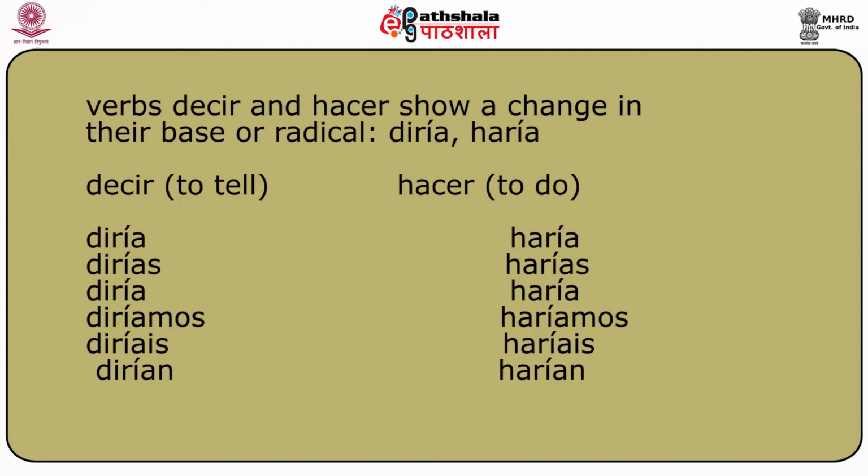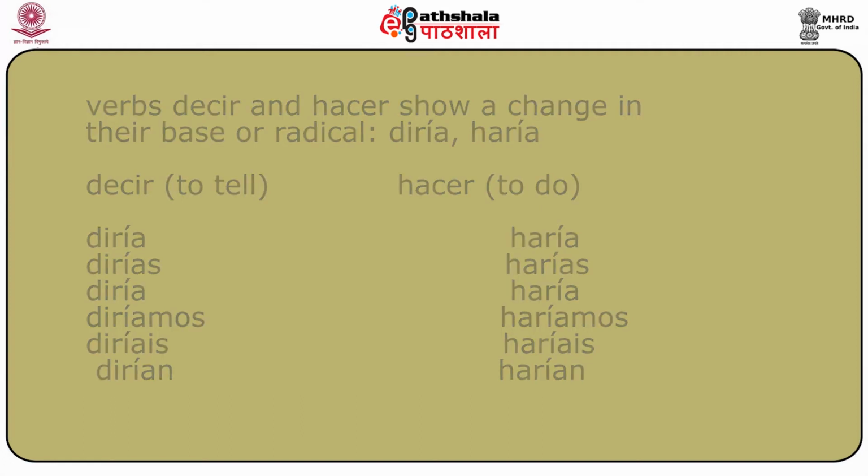So it is very simple that once we remember decir as diría, dirías, diría, diríamos, diríais, and dirían, and hacer as haría, harías, haría, haríamos, haríais, harían, we know how to do the conjugation of the verbs.